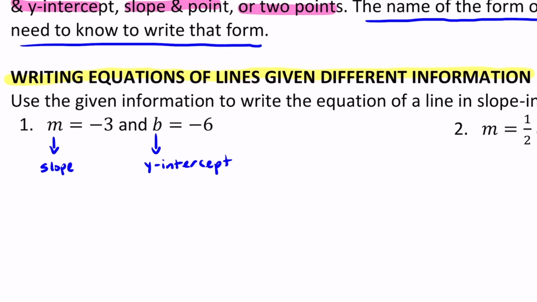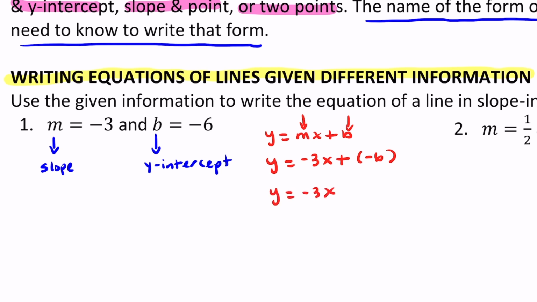So I'm going to write y equals mx plus b, and I'm going to replace m with -3 and b with -6. So I have y equals -3x plus -6. Then I'm going to simplify, so I have y equals -3x, then plus times a negative becomes a negative, so -3x minus 6. And this is my answer for number 1.